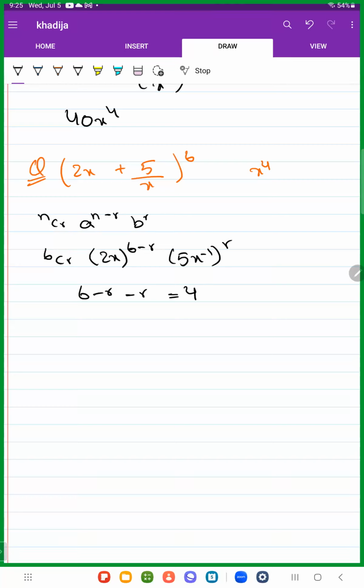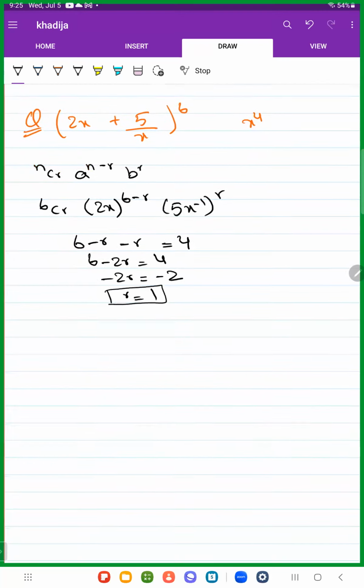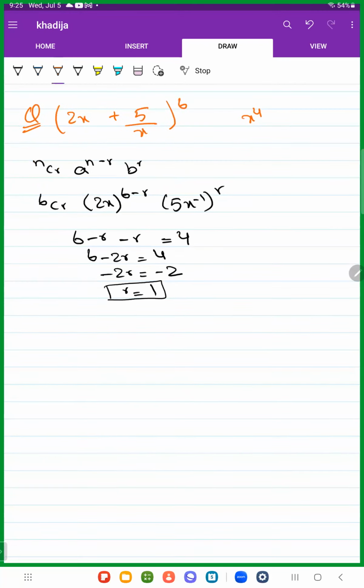Just wait. Sorry. 6 minus r and minus r. So I have 6 minus 2r is equal to 4. Minus 2r is equal to minus 2. R is equal to 1. So it's saying when I put in r as 1, I should get a power of x to the power 4. Let's try to do that.